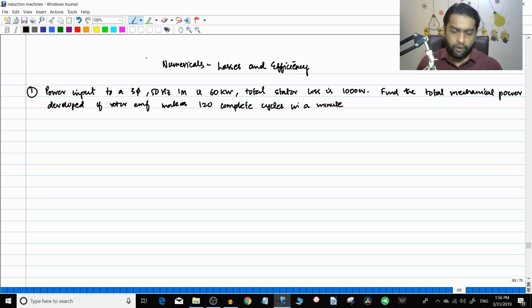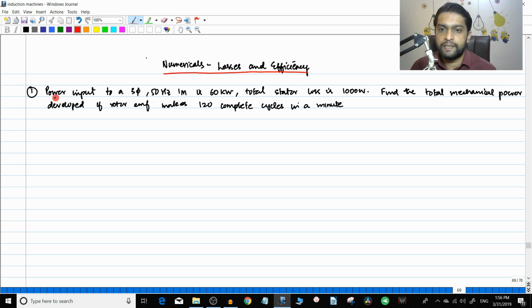Now let us put a small break for all these things and we'll do some numericals in this session so that you get a small break, and after that we can continue our discussion on the torque slip characteristics. So today we are going to do some numericals on losses and efficiency of the induction motor. These topics are very important because usually in competitive exams, especially in objective questions, these types of numericals can be asked. So let us go for the first numerical.